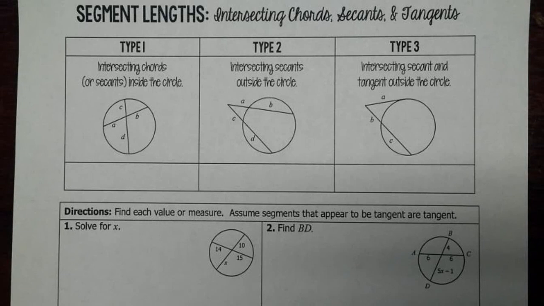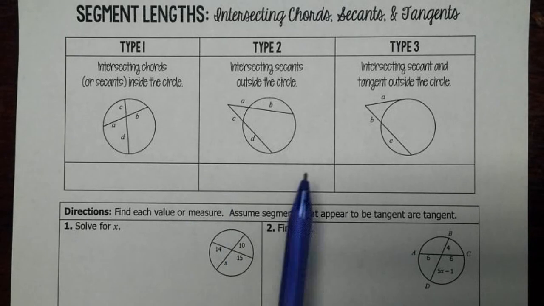Okay, so we had previously talked about arc and angle measures and how to find those, and there were 3 different types. Today we're going to talk about segment lengths, and there are still 3 different types: where the intersection happens on the inside, and then there's intersection happening on the outside, but they look a little differently.